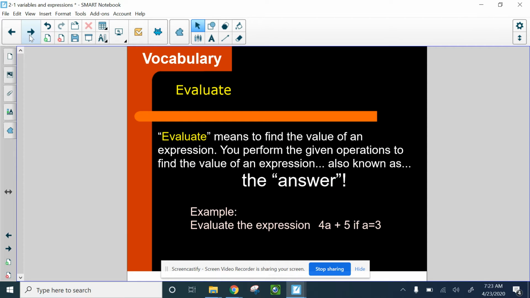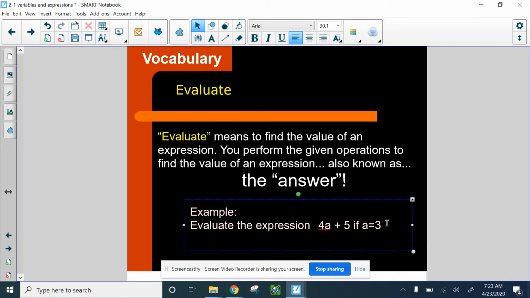So when I want to evaluate things, evaluate means that I want to find the value of an expression. I always perform the given operation to find the value of an expression. That's known as finding the answer. For an example, if I was told 4a plus 5, and I want to evaluate that if a equals 3, this means I'm going to substitute in a 3 wherever I see the letter a. So I have 4, and wherever I see an a, I put a 3, and then plus 5. However, this doesn't really mean 43. What does it mean when I have 4 next to a letter? It means I'm going to multiply.